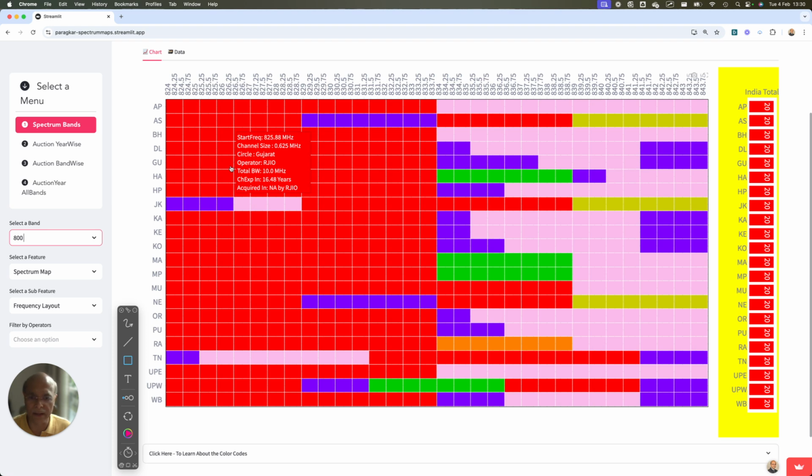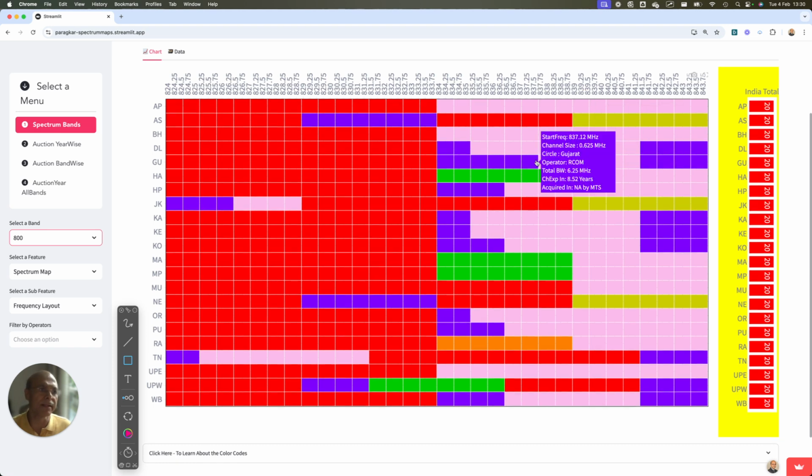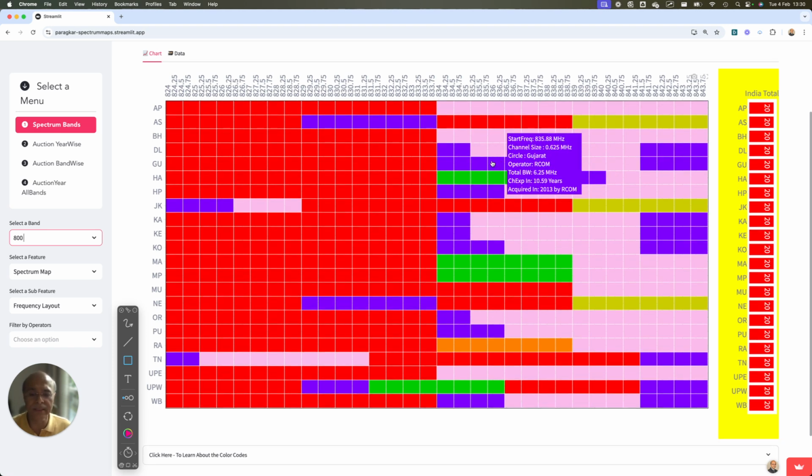You have got RGO. Then there is vacant spectrum here, which is colored pink. And then some of the spectrum is occupied by government. And then we have this violet color, which is RCOM spectrum, which is currently under litigation because of the NCLT proceeding.